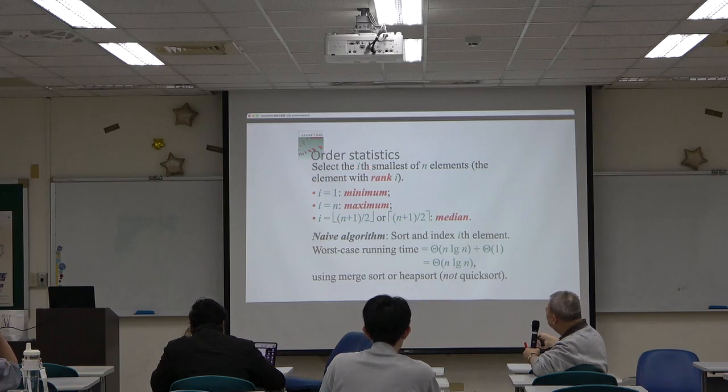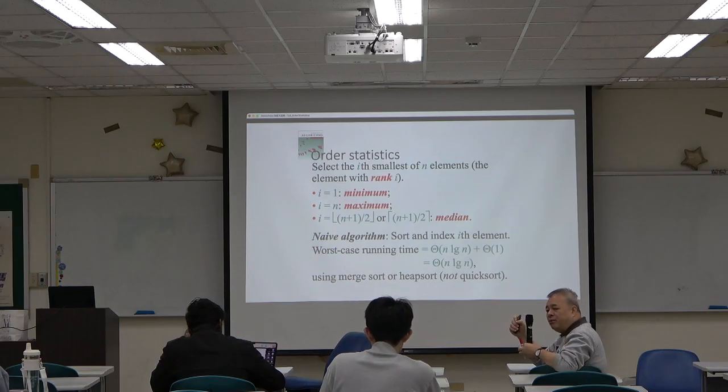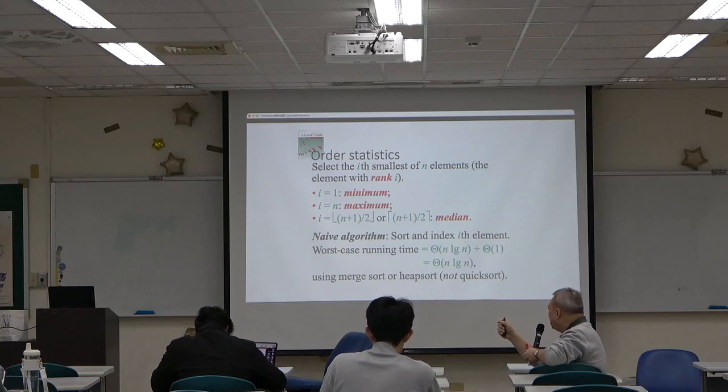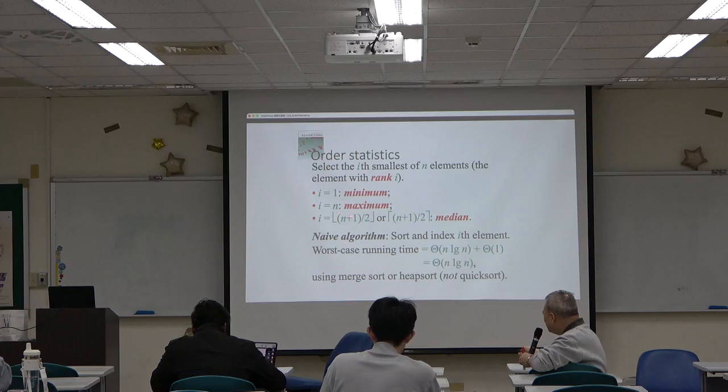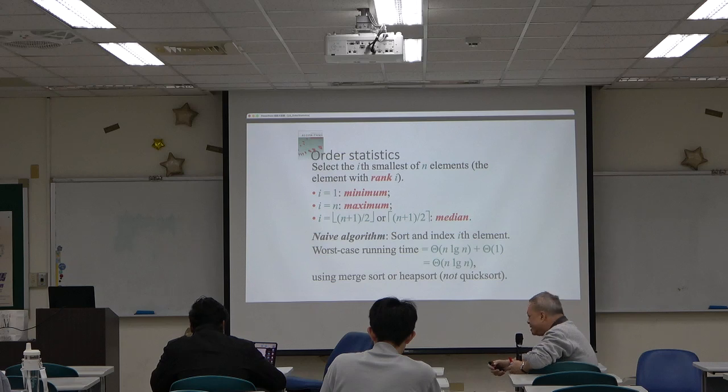Actually, it should be the i-th largest, right? How do we say that? Okay, anyway, of n elements, the element has rank i. So when i is 1, we want to find the minimum. When i is n, assuming we have n numbers, then we want to find the maximum. If i is roughly half of n, that means we want to find the median from these numbers. That is what we call order statistics.